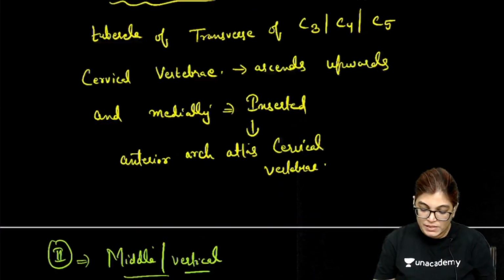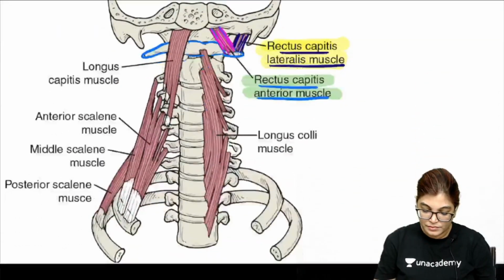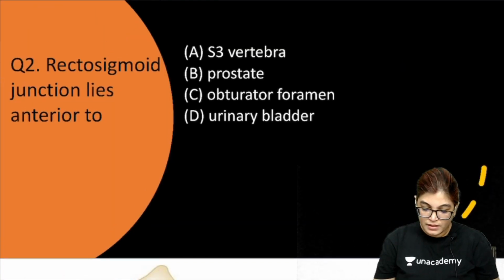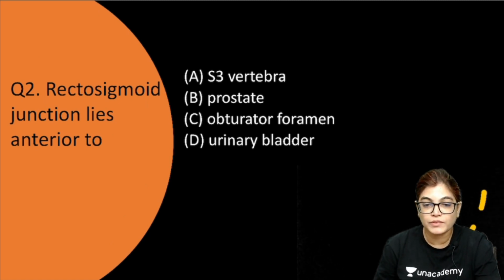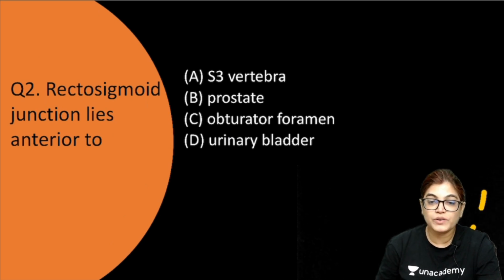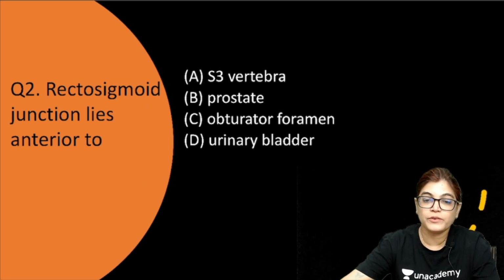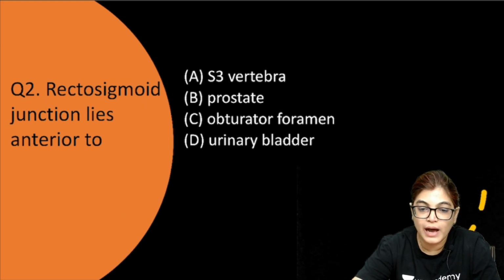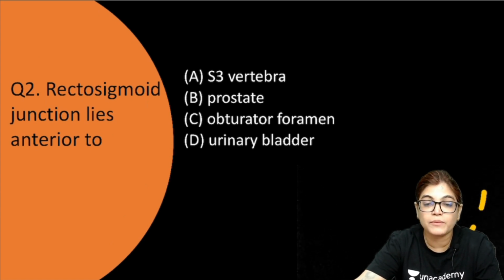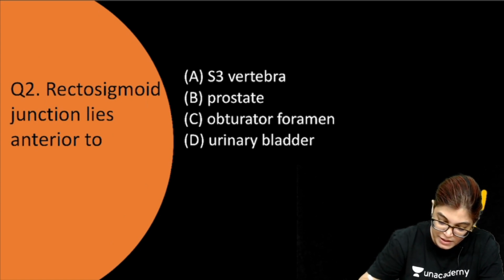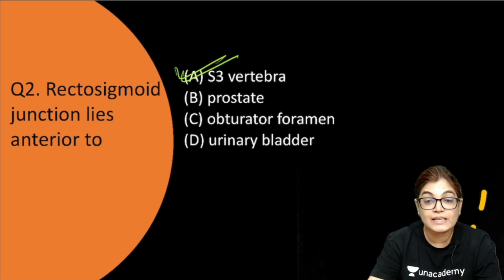Now moving to the second MCQ. Recto-sigmoid junction lies anterior to which of the following structures? The options are S3 vertebra, meaning third sacral vertebra, prostate, obturator foramen, or urinary bladder. This is a direct MCQ in which you just have to know the location of the junction between the rectum and the sigmoid colon. So the correct answer is S3 vertebra.